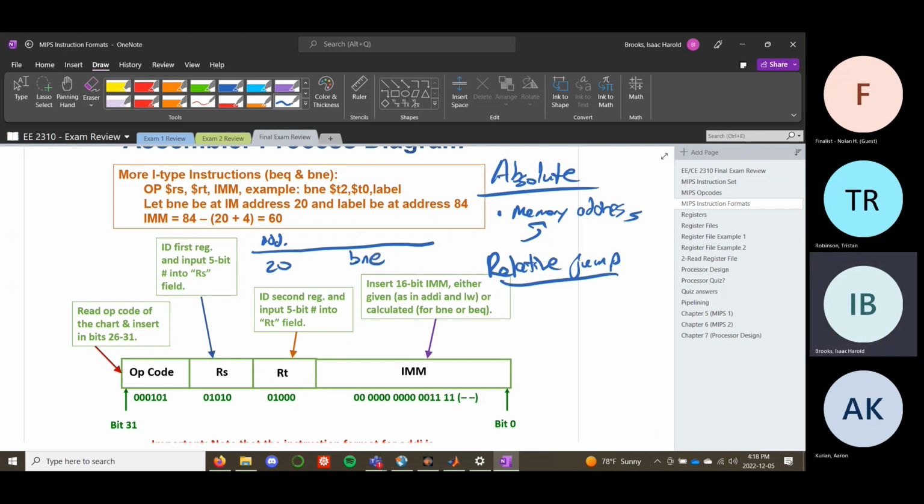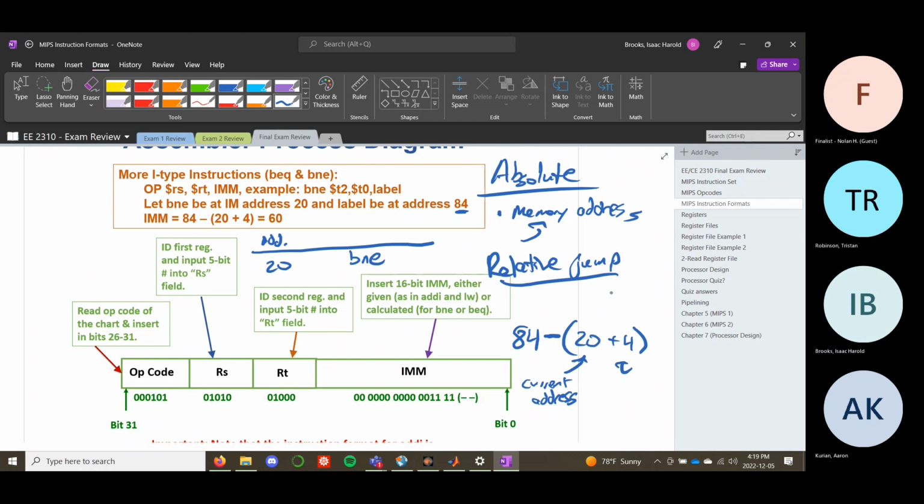Okay. So if you're at address 20 and you want to branch to address 84, what you need to do is this calculation: 84 minus 20 plus 4, where 20 represents the current address. The plus 4 is because the first step that happens is the program counter gets incremented by 4, and we'll see that in a bit. When the computer is determining whether you branch or not, the program counter is actually at 24, not 20. So 24 is like the current address when the calculation is happening.